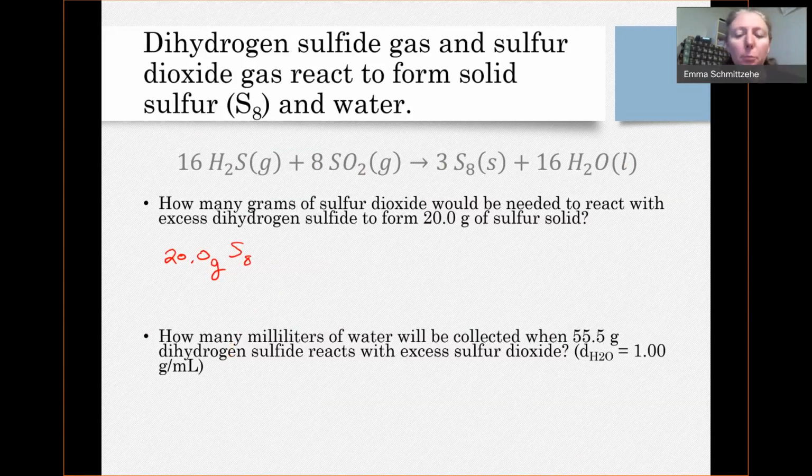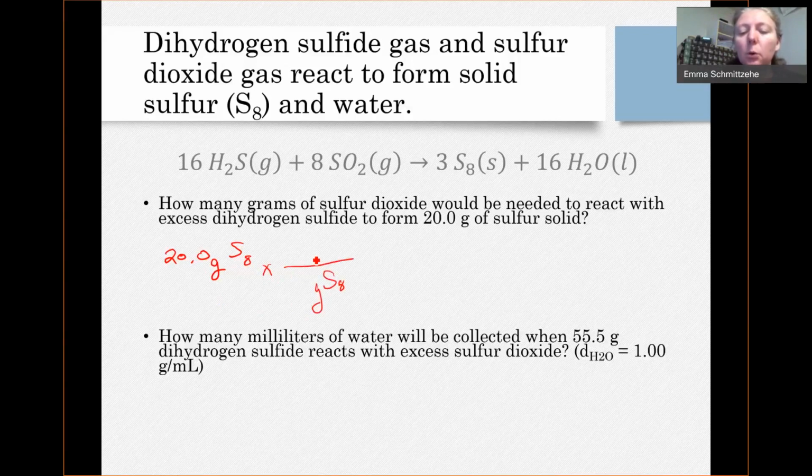Just saying that we have plenty of it. So sometimes they don't tell you that. Most of the time, if we don't tell you something about one of the reactants, you assume that there's enough, okay? It must be present, otherwise we wouldn't be asking the question, okay? So we're trying to convert to SO2. We have grams of S8. We have to get it in moles first. That is always the first step.